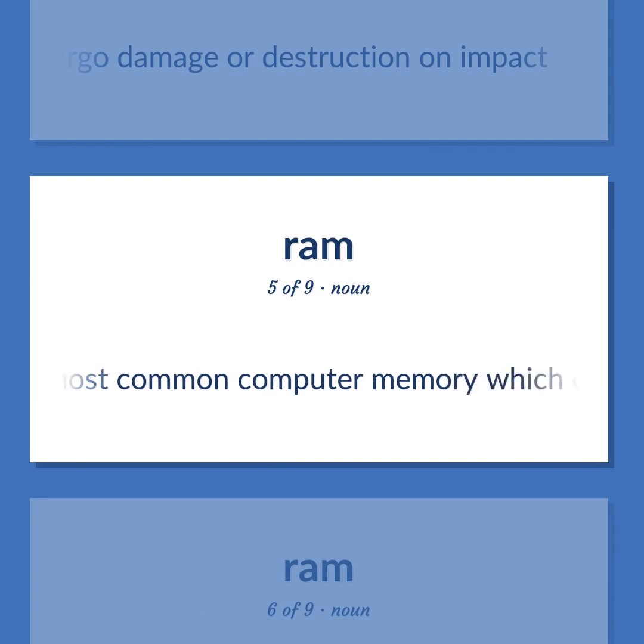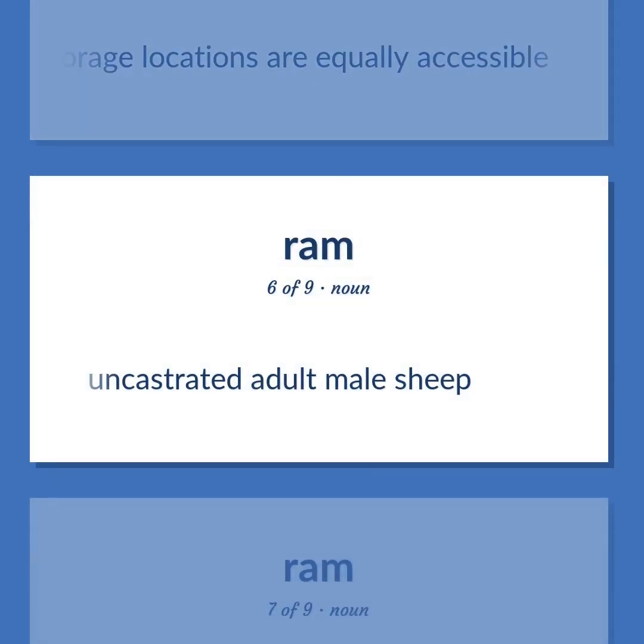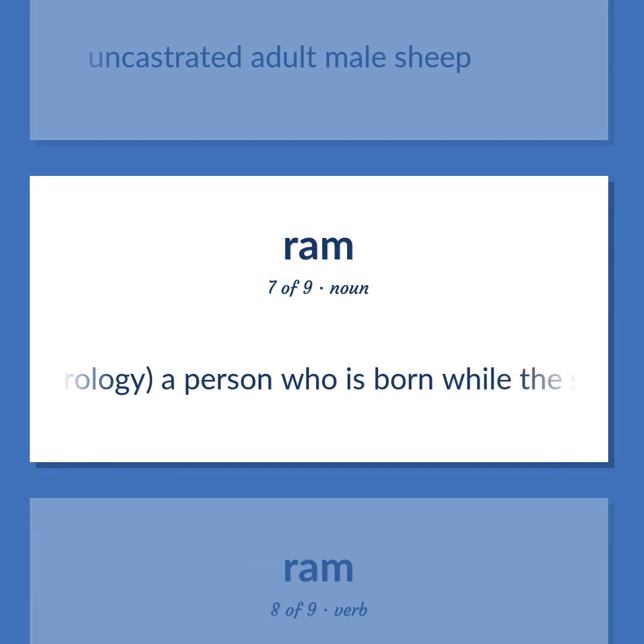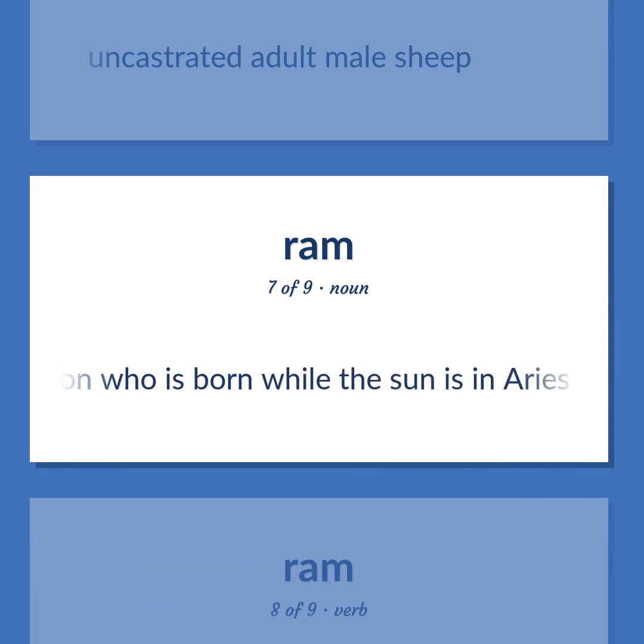The most common computer memory, which can be used by programs to perform necessary tasks while the computer is on. An integrated circuit memory chip allows information to be stored or accessed in any order, and all storage locations are equally accessible. Uncastrated adult male sheep. Astrology: a person who is born while the sun is in Aries.